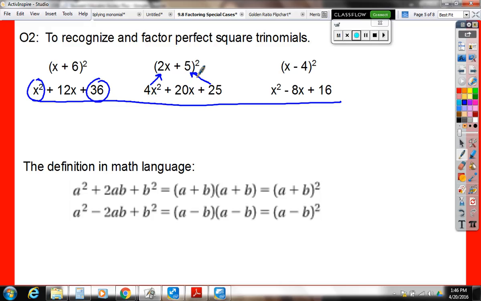And what did you say we should do to this one? Just take half of it. It does not work on this one. Let's see if it works on this one, though. Square root of x squared is x, square root of 16 is 4, and half of negative 8 is negative 4. So that does work, but there's something else we have to consider.